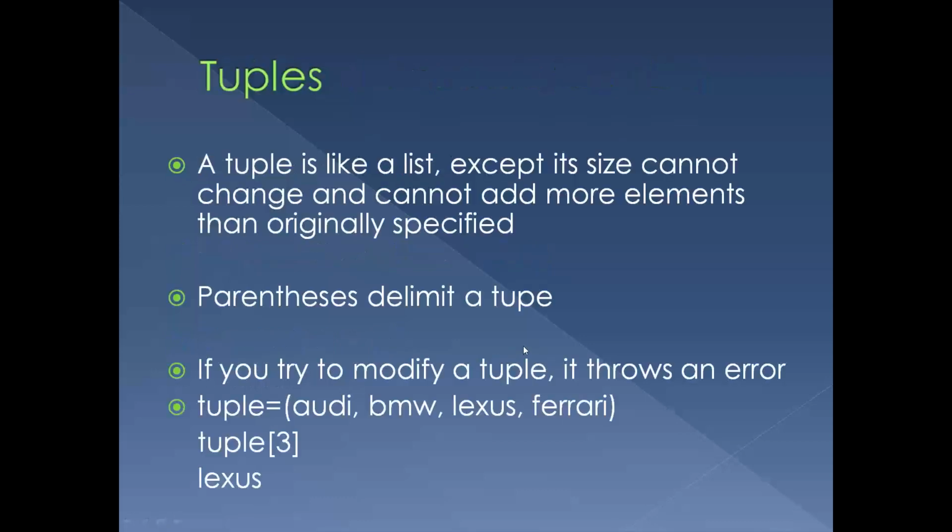So tuples, let's talk about tuples and then we'll take a little break. A tuple is like a list, except the size cannot change and it cannot add more elements than originally specified. Parentheses delimit a tuple. If you try to modify a tuple, it throws an error. So for instance, we can create our tuple equal to Audi, BMW, Lexus, Ferrari, separated by commas. And then if we went ahead and said tuple[3], it should actually be the Ferrari, right? 0, 1, 2, 3. Should be Ferrari there.